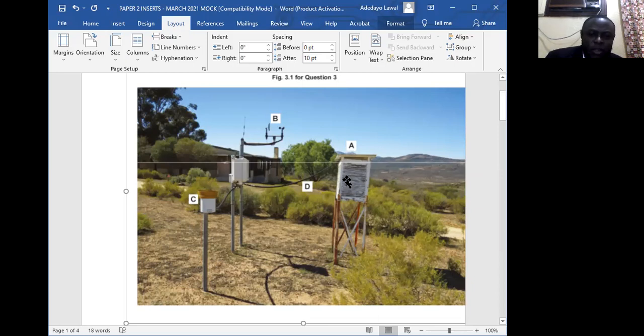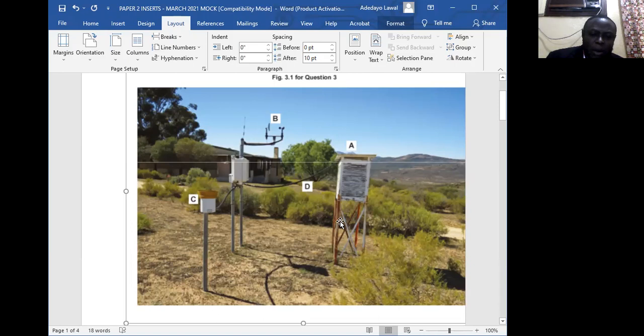Stevenson screen. So it is used basically to house sensitive weather instruments. When you talk about sensitive weather instruments that can easily be affected by sun and rain, like thermometer, like barometer, like hygrometer, sundial. Those are the instruments you have in Stevenson screen. And it is painted white to reflect heat. That's why it is often painted white. And it is raised above the ground, as you can see.